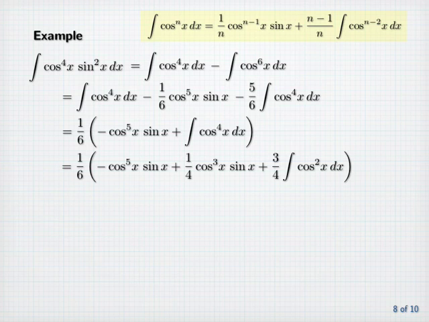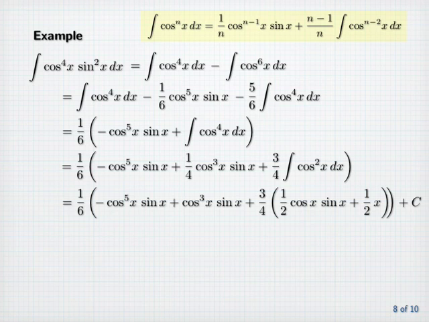Now we can apply the reduction formula to the integral of cosine squared, or it's a fairly simple matter to approach it using the power reduction formula, but in either case we end up with 1/2 of cosine x times sine x plus 1/2 times x for that integral.